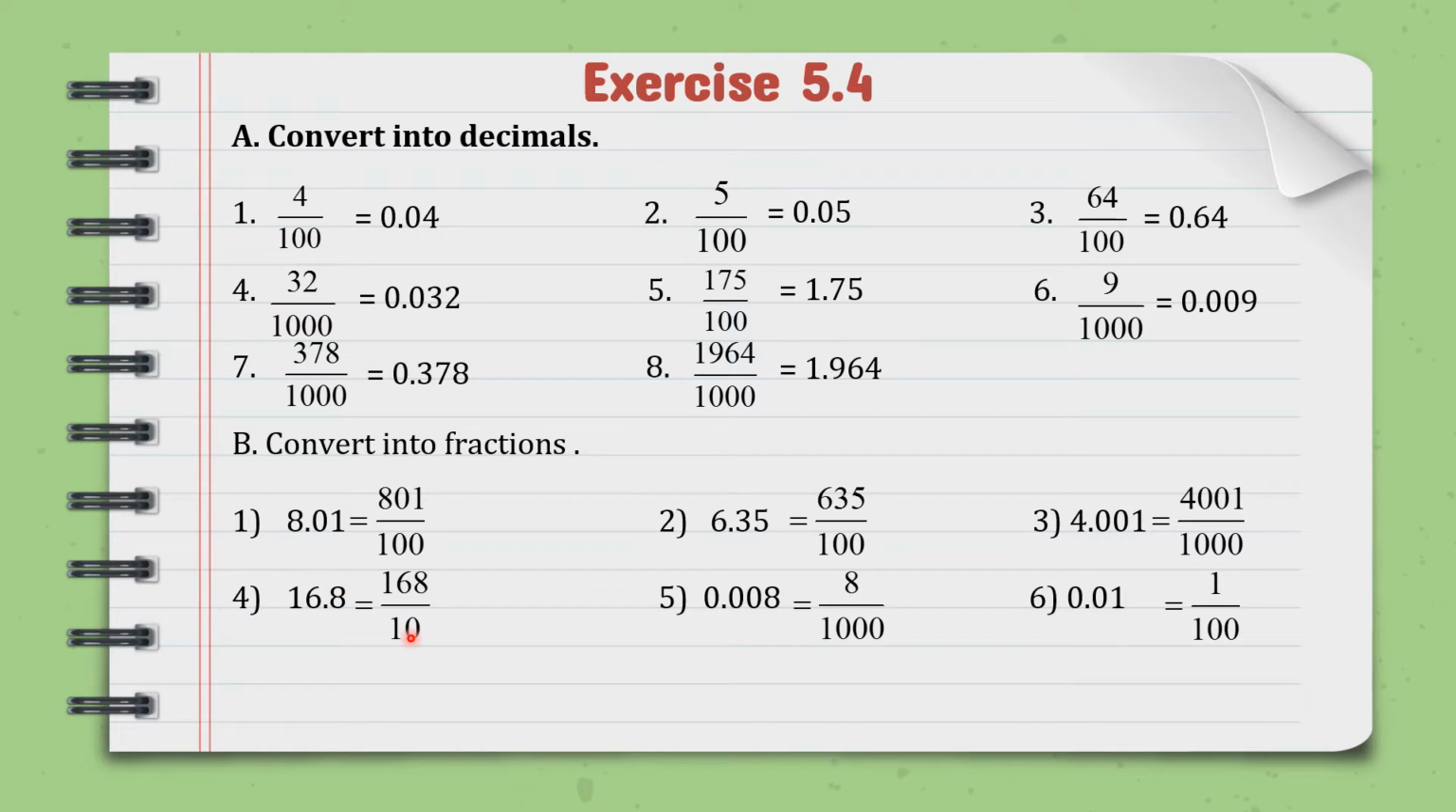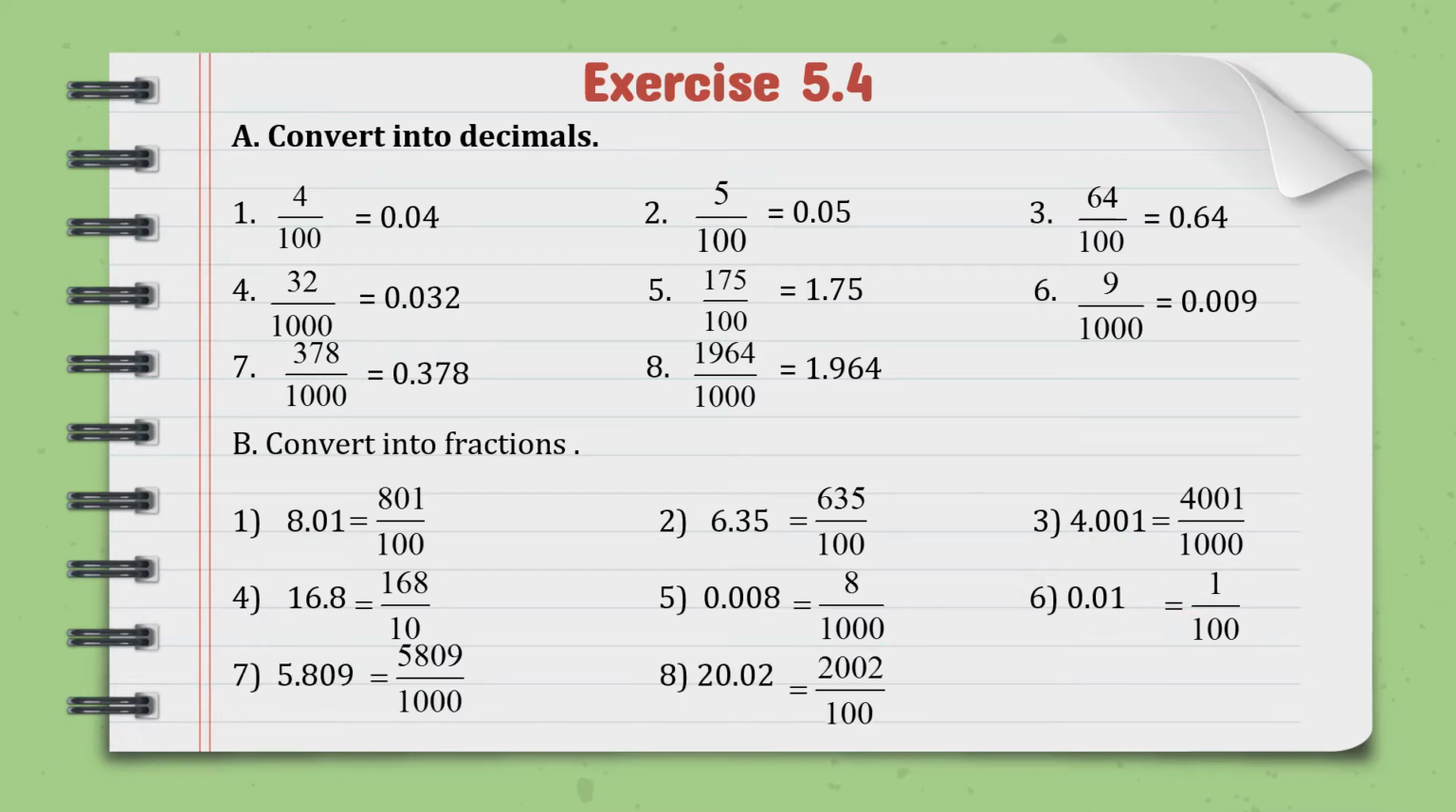If there is only 1 decimal place, as in example number 4, that is 8, we have written 10. Remember students, when it is 0.008, we have to write down 8 here. Okay, when it is 0.01, we have to write down 1 here. Okay, likewise you have to write down.